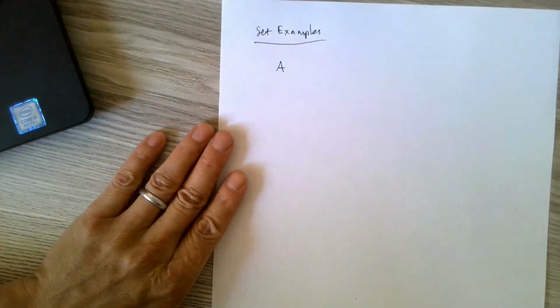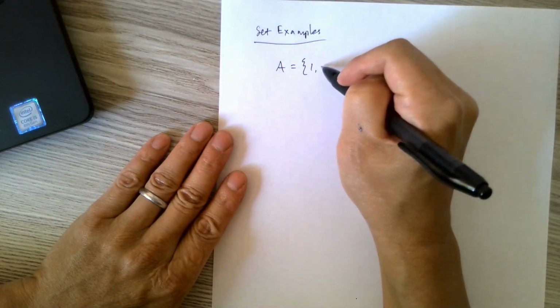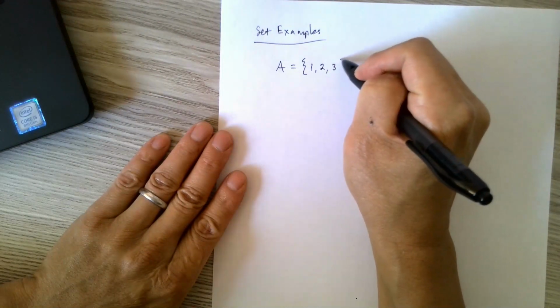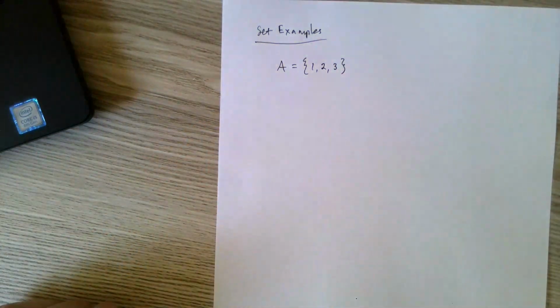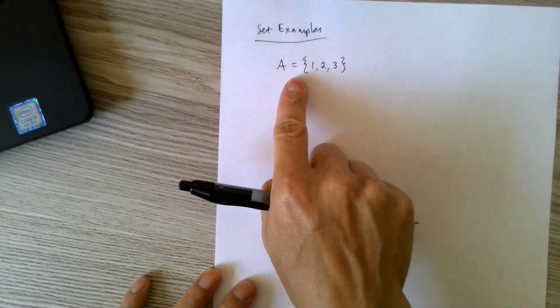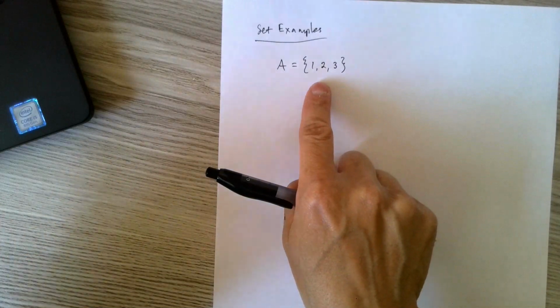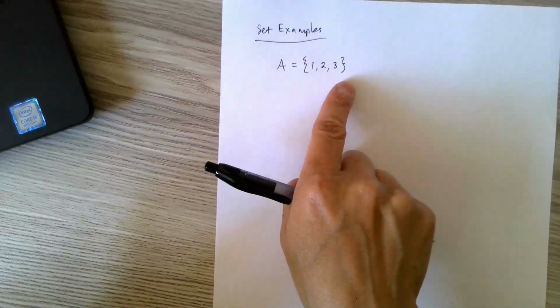So I'm going to create a set called capital A, and I'm going to put these 3 elements in the set: 1, 2, 3. And you know they're in set A because it says A equals, and then I have the 3 elements, or any number of elements I choose, inside the braces here.